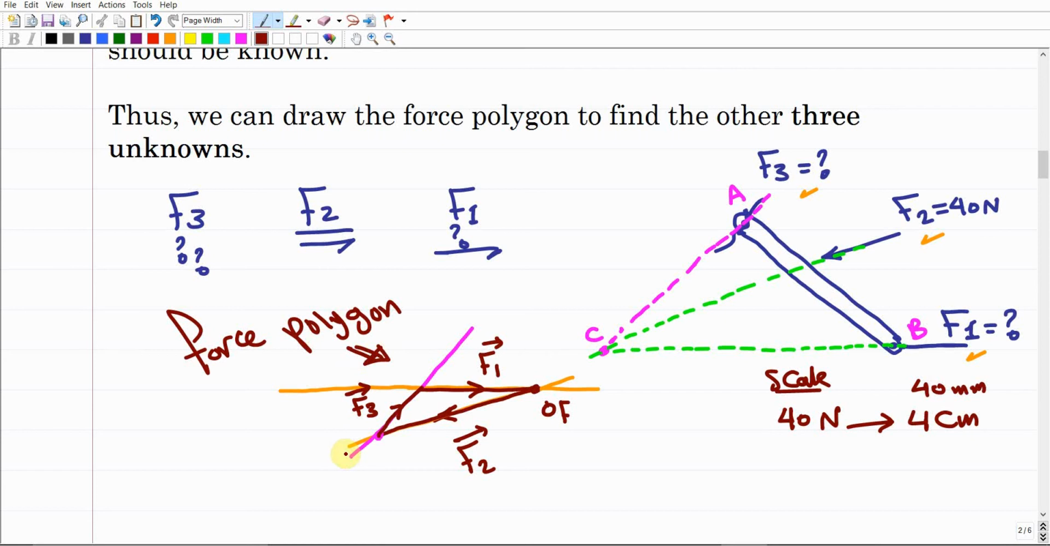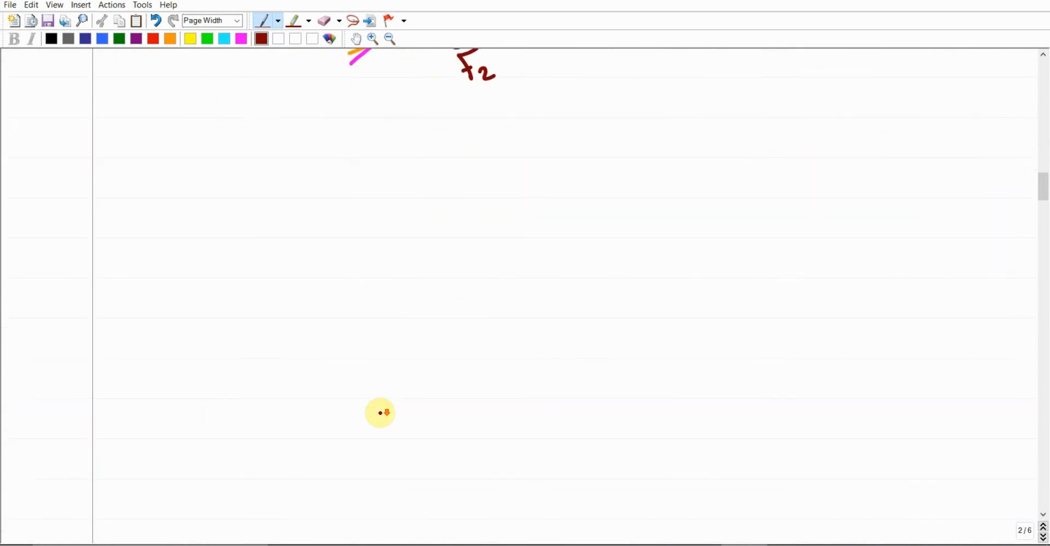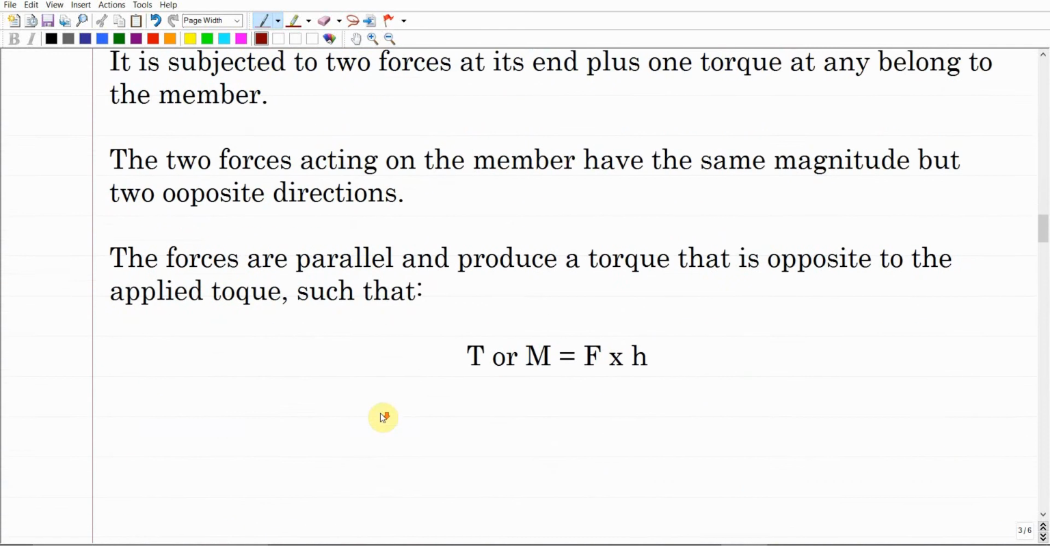Make sense? So this is simply how we can do analysis for a three-force membrane, and this is one of the essential things that we are going to consider.